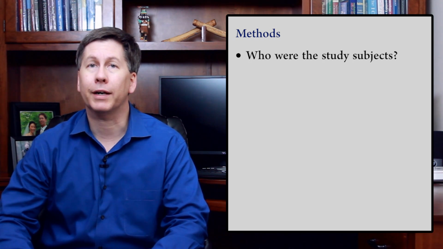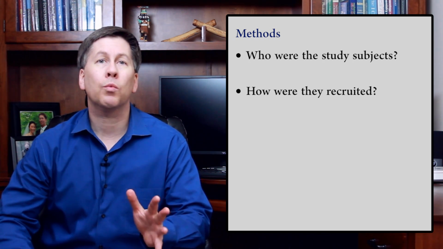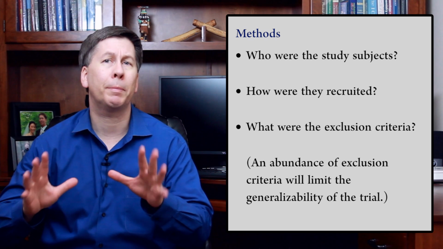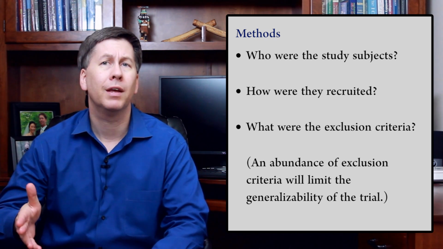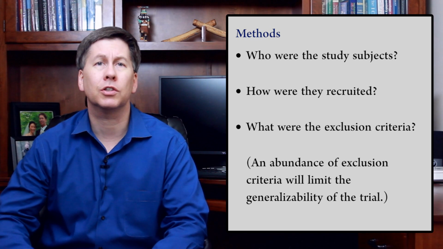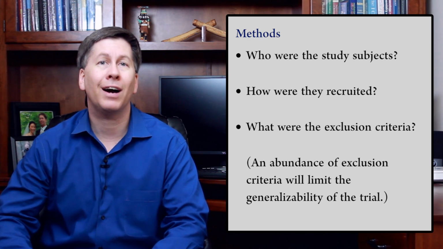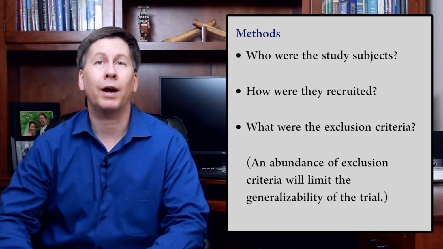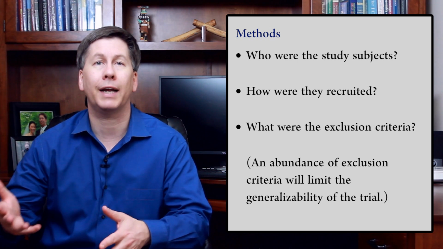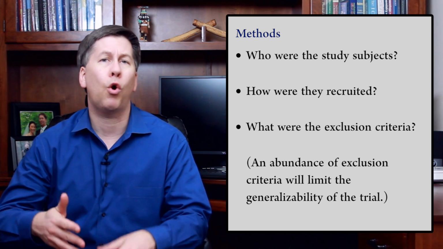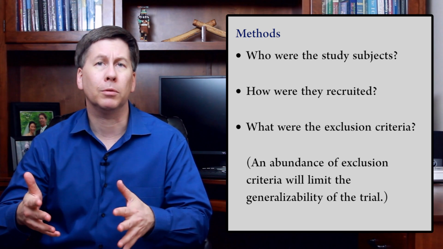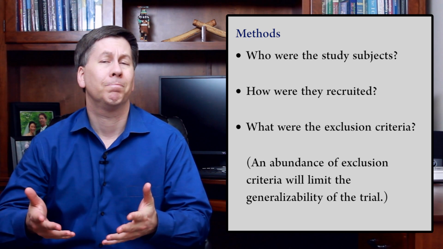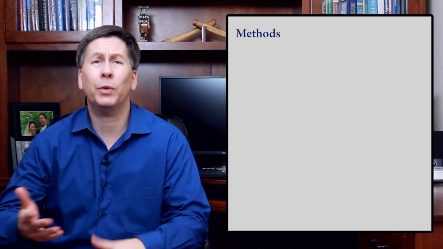Second, who were the study subjects? How were they recruited? And what were the exclusion criteria? This is important because if the trial had tons of reasons why potential subjects were systematically excluded, it limits how well the trial can be generalized to other populations and may affect how confident you can be that the study applies to your specific patient. For example, if the trial is an RCT of a new chemotherapy drug for cancer, but patients were excluded if they were over a certain age or had kidney or heart problems, then how can we know if the result can be applied to an elderly patient with heart failure? We can't.